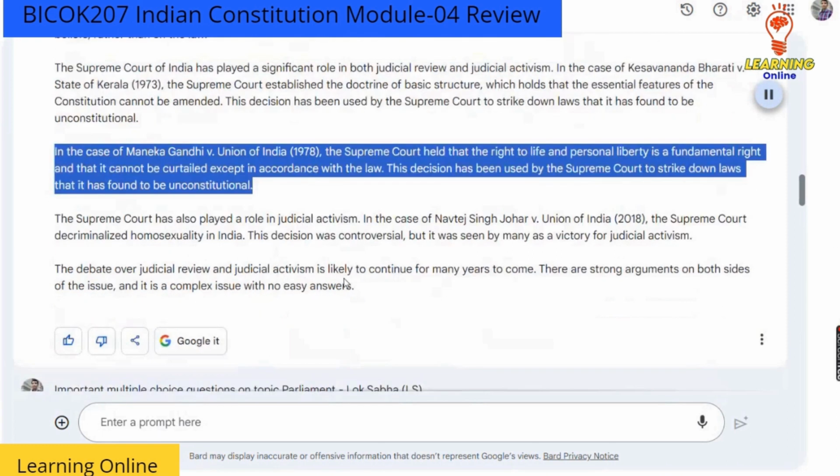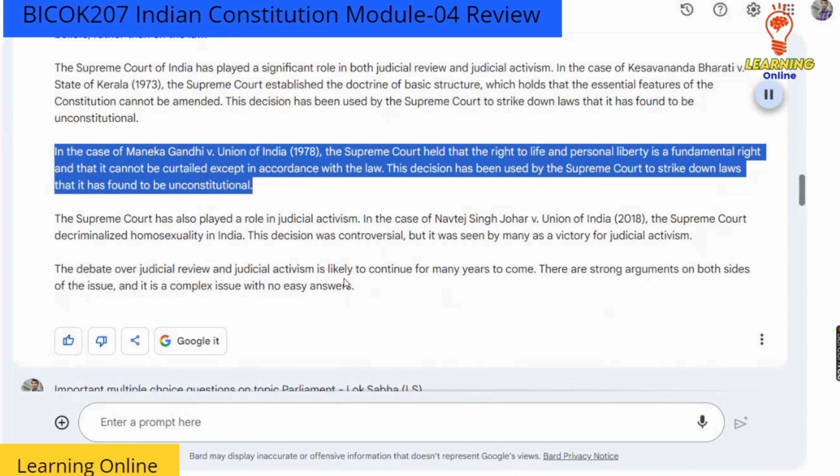In the case of Maneka Gandhi vs. Union of India, 1978, the Supreme Court held that the right to life and personal liberty is a fundamental right and that it cannot be curtailed except in accordance with the law. This decision has been used by the Supreme Court to strike down laws that it has found to be unconstitutional.